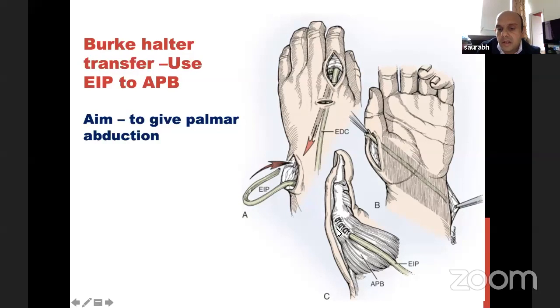And again, like any other transfer, you attach it to APB. So you can see again the direction of pull is such that the thumb will go into abduction, and then FPL supplied by AIN will flex it, the little finger can come close to it, and this is how they oppose.